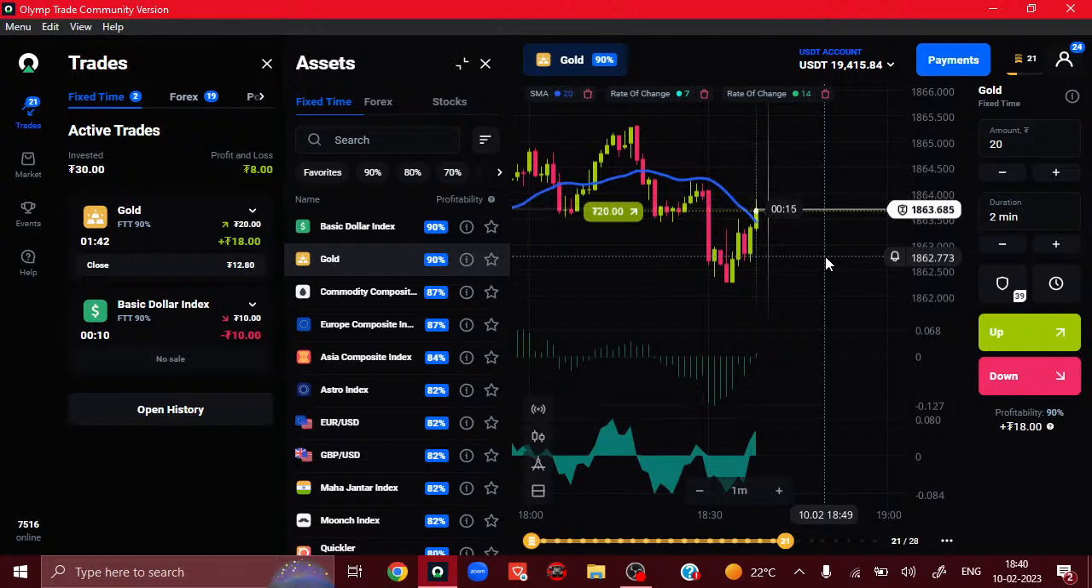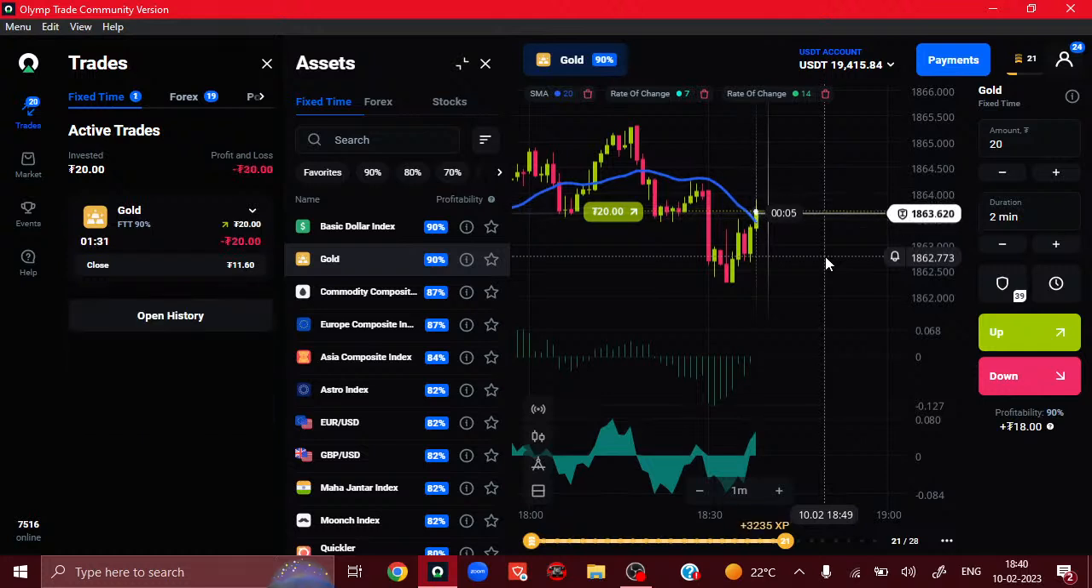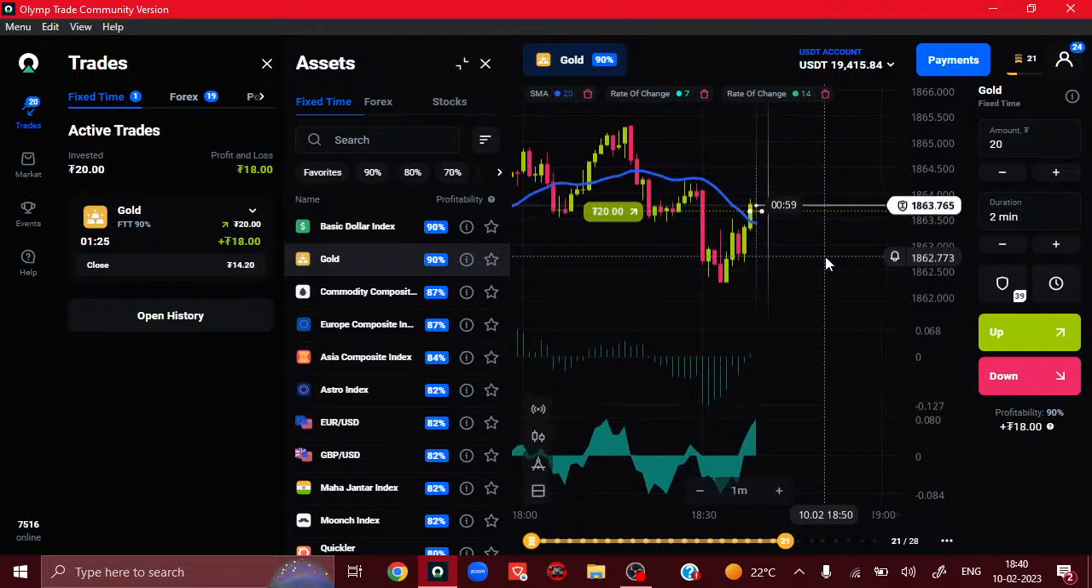This is how we can use the martingale formula. Now if we win the trade for $20, the previous loss will be recovered along with a profit of $8. Guys, let us wait for this trade to close. Based upon the result of this trade, we will decide the amount of the next trade, whether we have to continue using the martingale formula or whether we have to return back to the original amount.